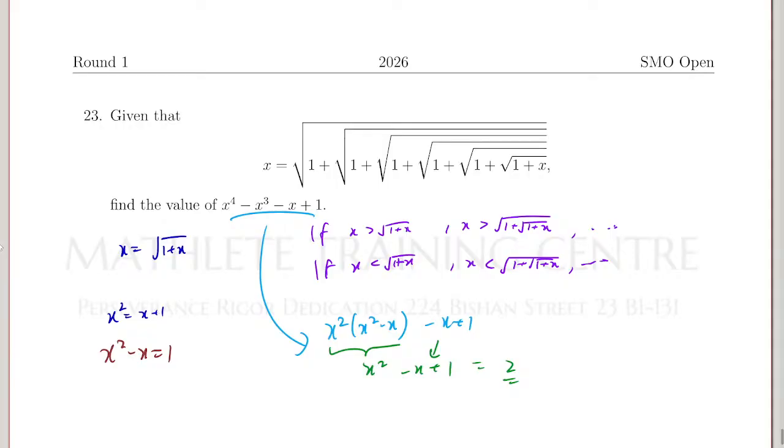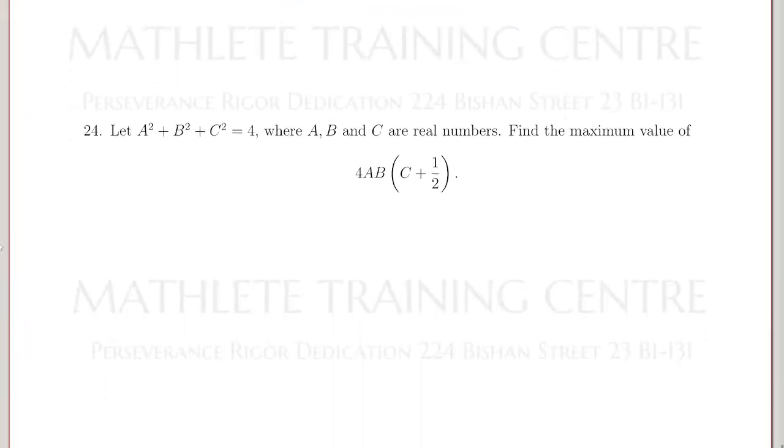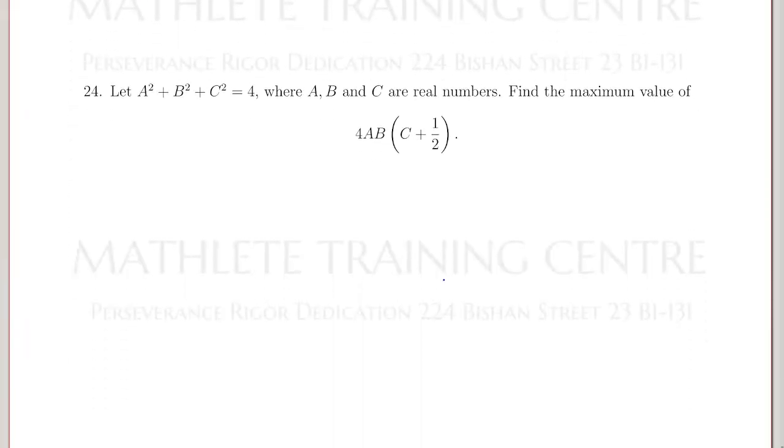Okay. Question number 24. Let a squared plus b squared plus c squared be 4. Find the maximum value of this guy. Well, first, let's just assume a, b, c are all bigger than 0, because there's no reason not to choose positive values. And then you should feel that maybe it makes sense for a and b to be equal. And in fact, that's the correct feeling.